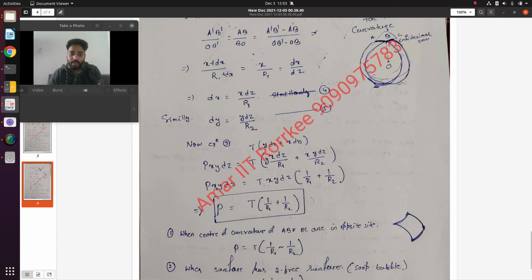Now P x y dz equals T, taking common x y dz and making the bracket 1 by r1 plus 1 by r2. x cancels, y cancels, dz cancels. So P is equal to T times the bracket 1 by r1 plus 1 by r2. This is the expression for the excess pressure and the surface tension for a curved surface. Okay, thank you.